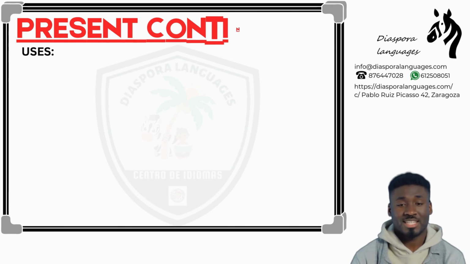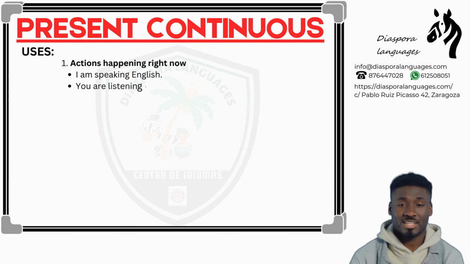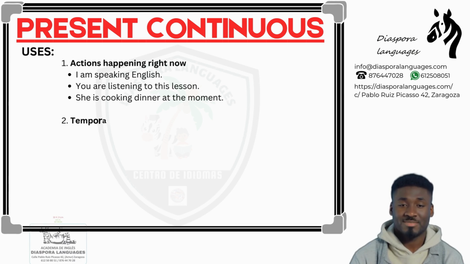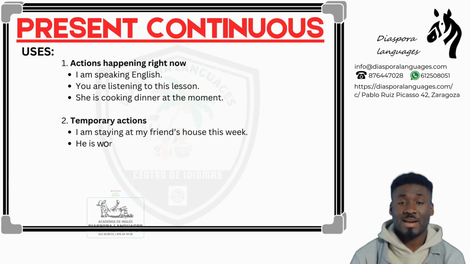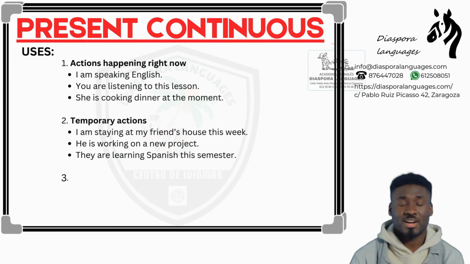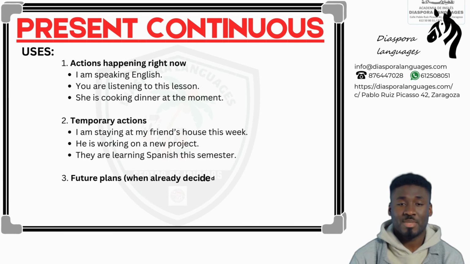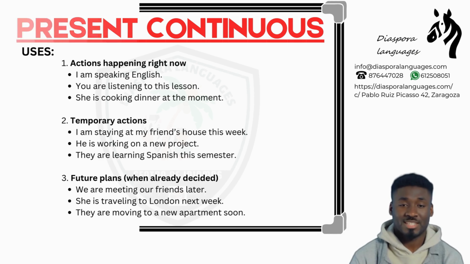We use the present continuous for three main reasons. 1. Actions happening right now. For example, I am speaking English. You are listening to this lesson. She is cooking dinner at the moment. 2. Temporary actions. For example, I am staying at my friend's house this week. He is working on a new project. They are learning Spanish this semester. 3. Future plans when already decided. We are meeting our friends later. She is traveling to London next week. They are moving to a new apartment soon.